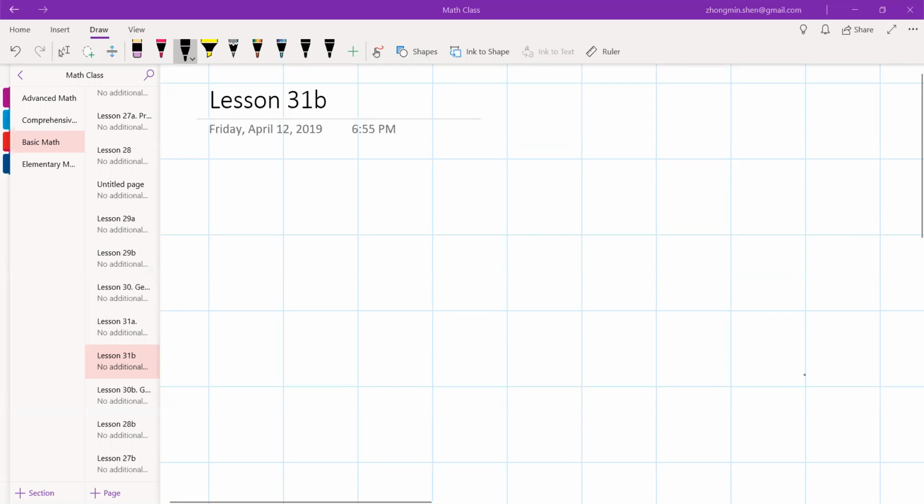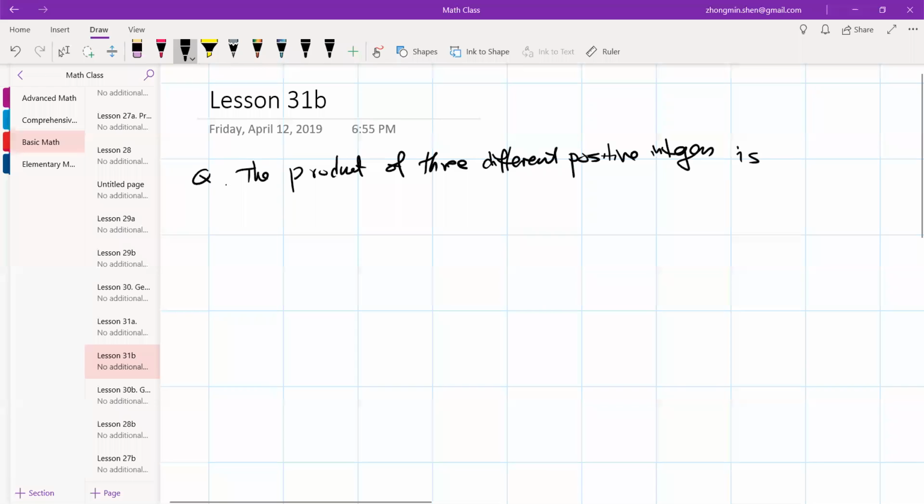Okay. So the first problem is as follows. So here's a question. So if the product of three different, be careful, read the problem carefully, three different positive integers is equal to 7 cubed, what is the sum of these numbers?